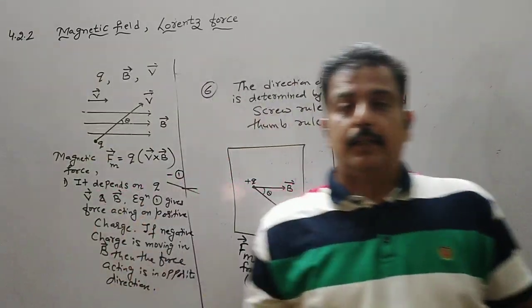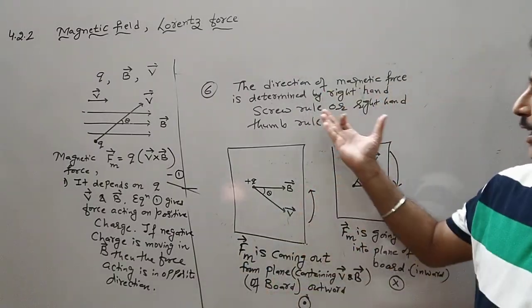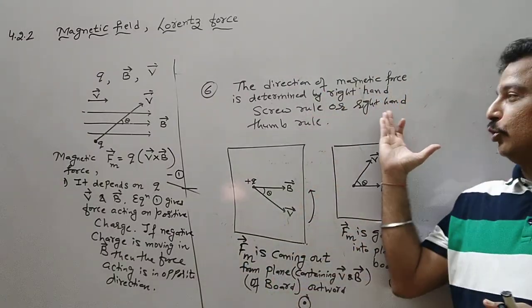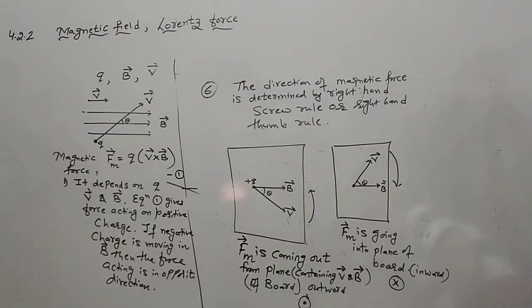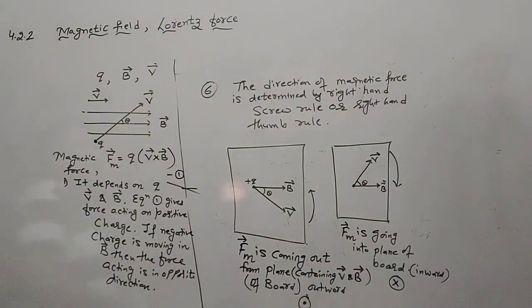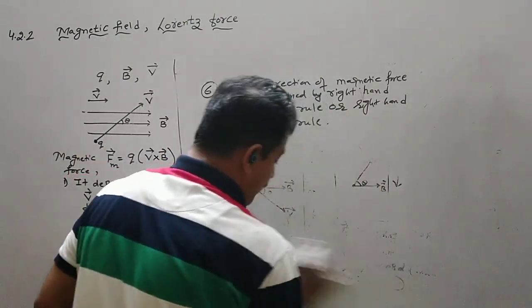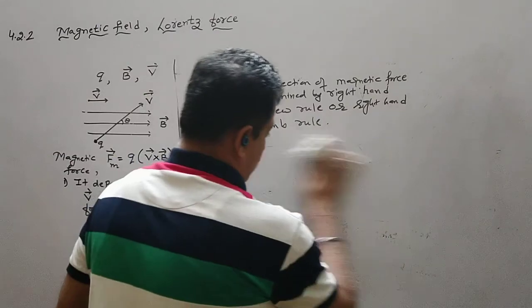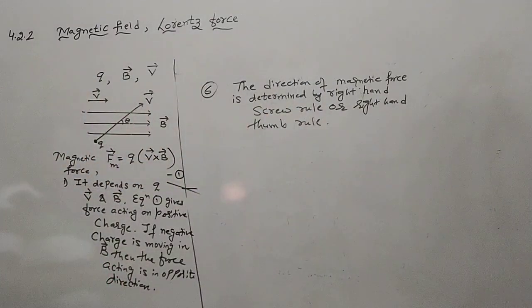So depending on your convenience, if you are comfortable with the right hand screw rule, you apply the right hand screw rule, or you apply the right hand thumb rule. You can use these rules to determine the direction of the magnetic force. Similarly, suppose I change the plane. Let us understand this direction again by another diagram.